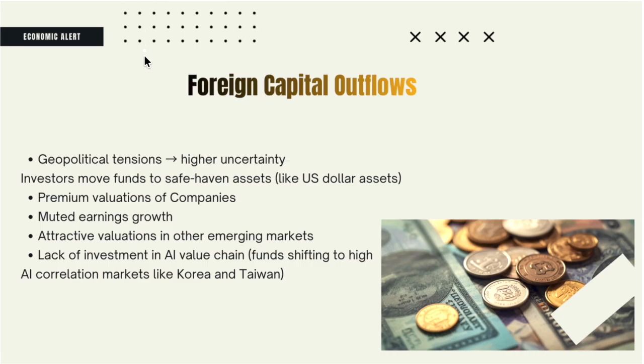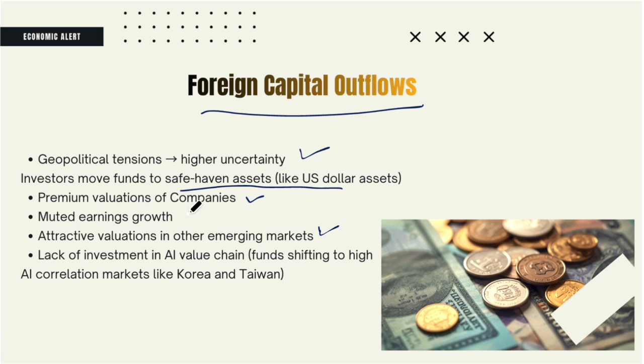The foreign capital outflows has been another reason for rupee depreciation, and we have discussed the reasons for the same. It is because of the geopolitical tensions. There is higher uncertainty, the investors are spooked, and they would like to move their funds to the safe haven assets like US dollar assets. Another factor is the premium valuation of the Indian companies. They are already overvalued, and the investors feel that the other emerging markets are giving them better and attractive valuations.